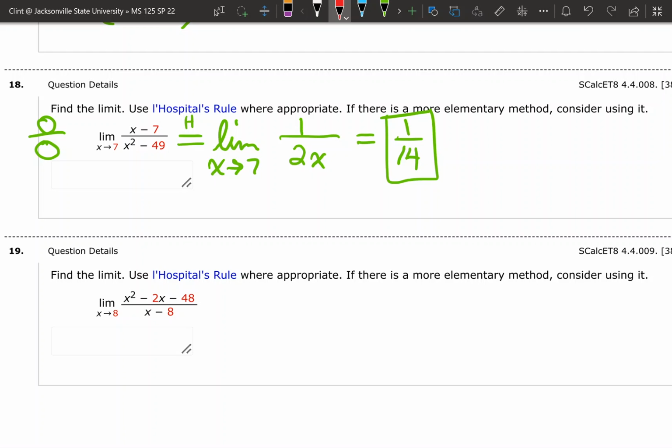Not on this one, because that only works when we're dealing with infinity, if we're going toward positive or negative infinity. That's a good thought, though. So, yeah, the other good option is we could factor on this particular one, not always.